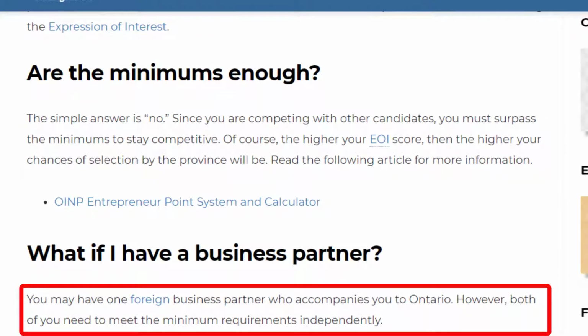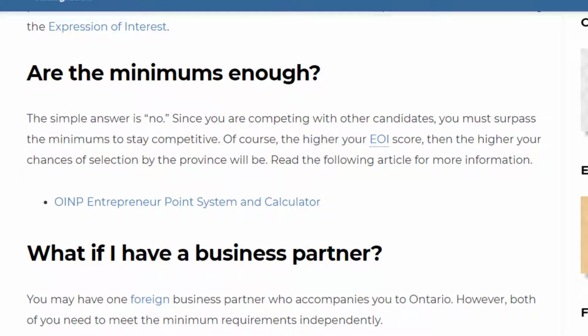If you have a business partner, keep in mind that whatever minimum is required for you is also required for your business partner. In other words, if both of you are immigrating to Canada, then whatever net worth requirement is for you, you cannot split it with your partner. They also need to meet those minimum requirements.